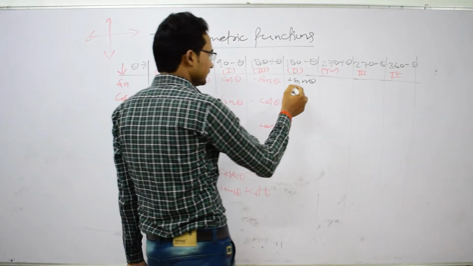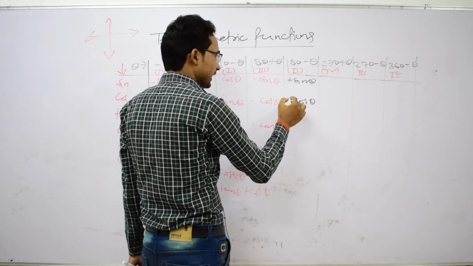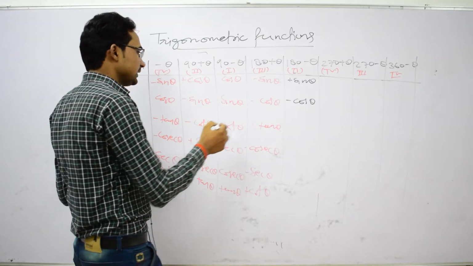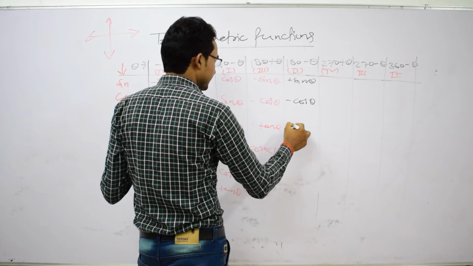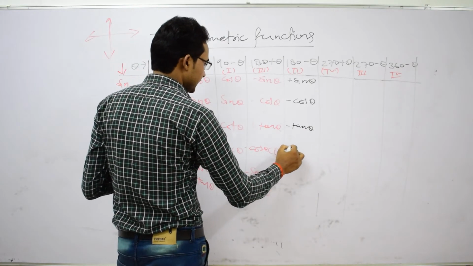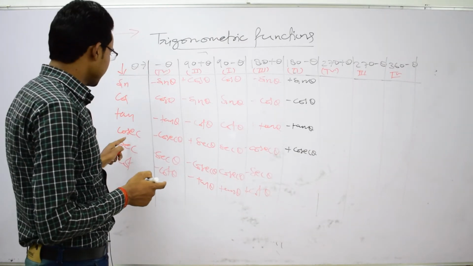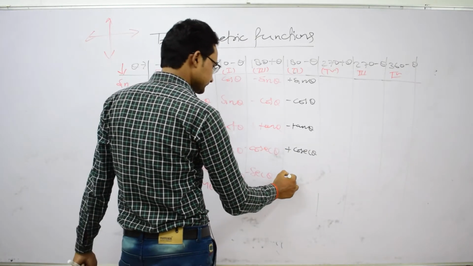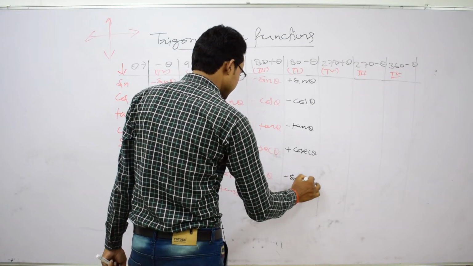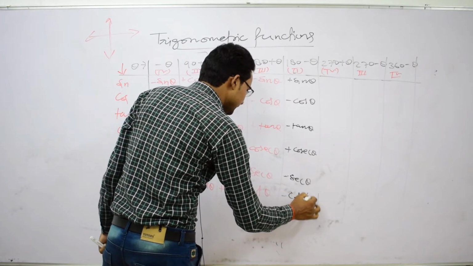Cos 180 minus theta means again we write cos theta, and the sign will be minus, because in the second quadrant cos is negative. Tan 180 minus theta, in the second quadrant tan is negative, so minus tan theta. Cosec 180 minus theta is plus cosec theta, because sin and cosec are positive. Sec 180 minus theta will be minus sec theta. Cot 180 minus theta will be minus cot theta.